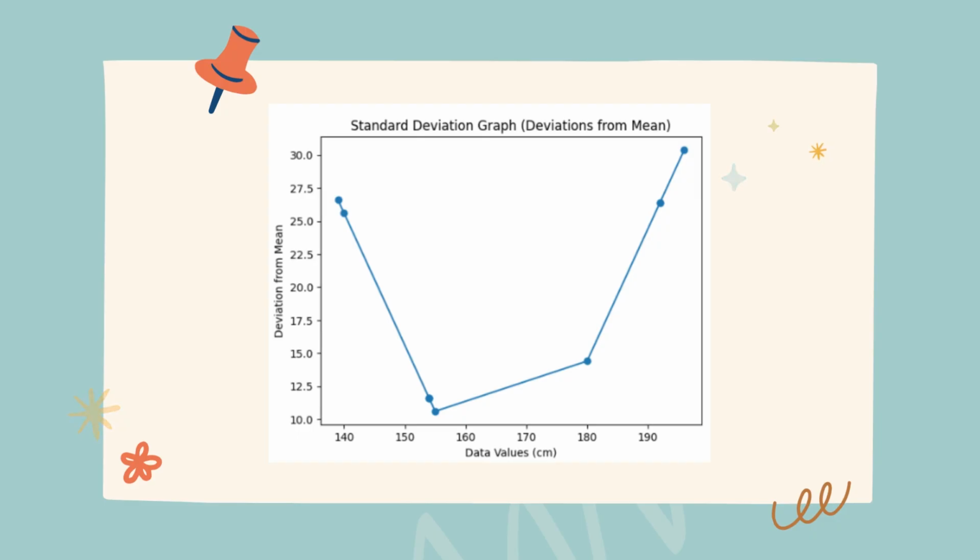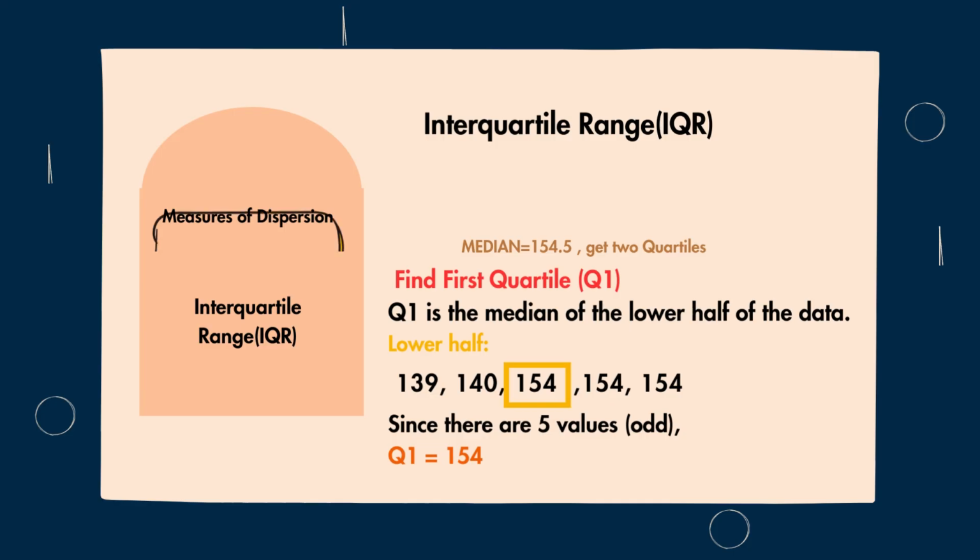On the y-axis, we see the deviation from the mean, which represents how far each value is from the average, but unlike variance, these values are not squared. Notice the pattern is similar to the variance graph, but the numbers are smaller because we are not squaring them. Values closer to the mean, around 150 to 160 centimeters, have smaller deviations, while values farther away, like 140 centimeters and 195 centimeters, have larger deviations. This graph helps us understand how spread out the data is in actual units.